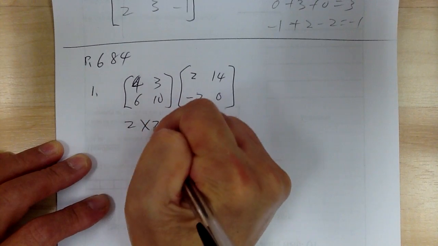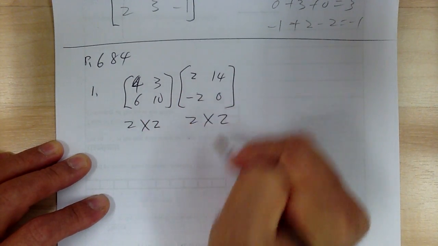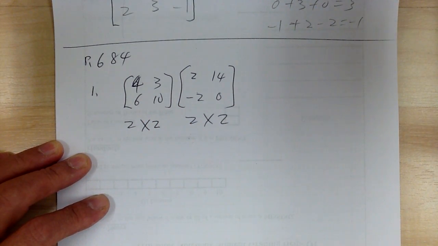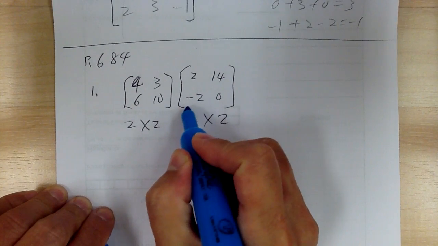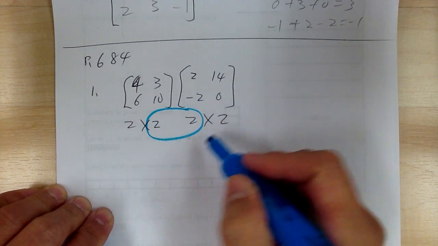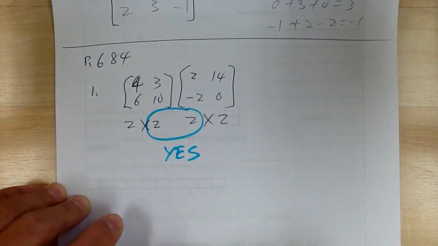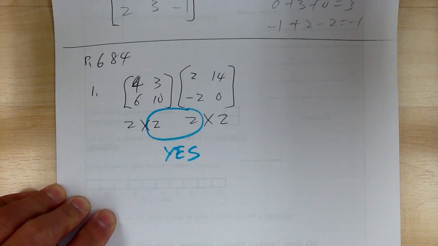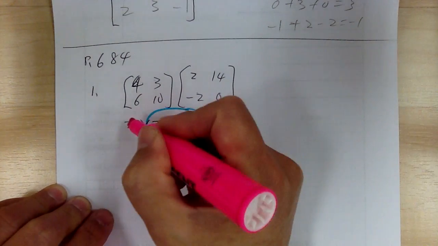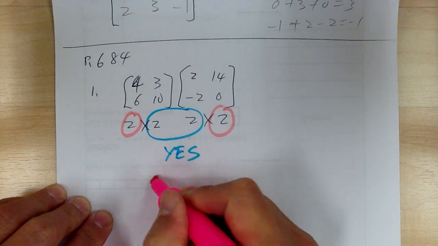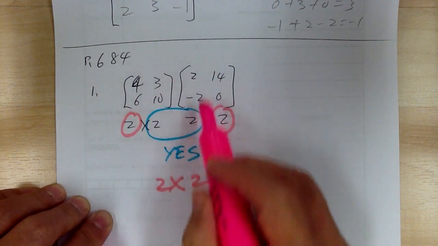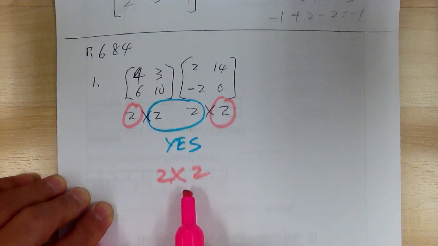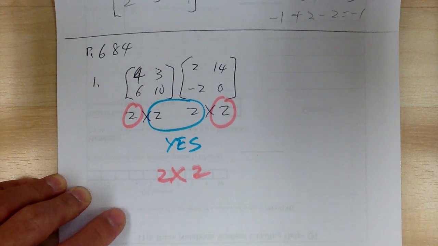So this is 2 by 2. This is 2 by 2. Okay? Now, they can be multiplied only if the numbers here match. So see over here, if they match, then the answer is yes. Okay? And the numbers out here will give you the result. So this will give you 2 by 2. Okay? So yes, you can multiply and you end up with a 2 by 2 matrix as your answer. Okay, so that's number 1.